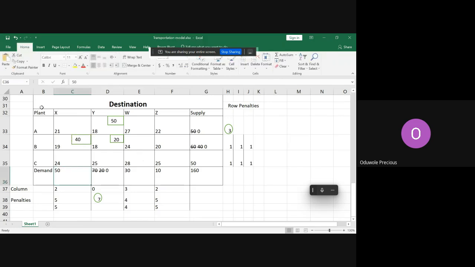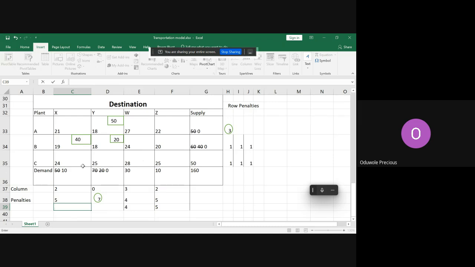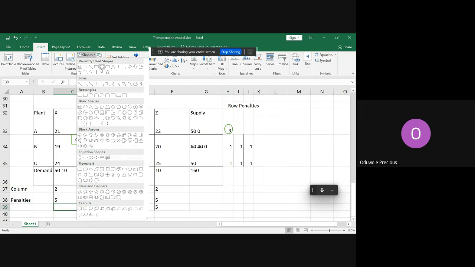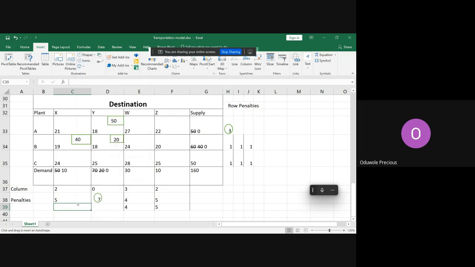Then the demand is going to become 10 since we have made 40 demands. Okay, so that's going to become 10. So where did we pick it from? From this 5. Let me do my circle again, my annoying circle. You have to do it so that you know where you picked all those things from.